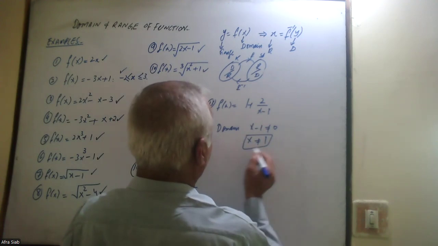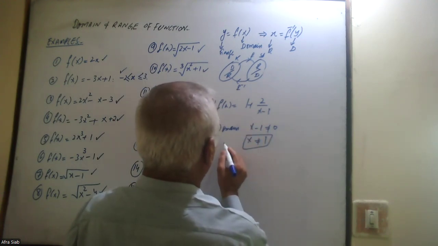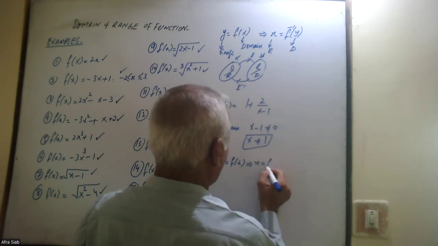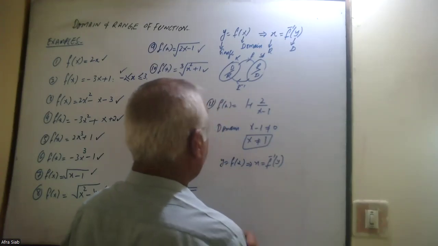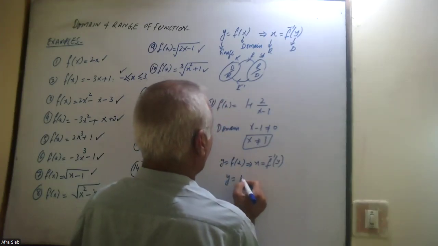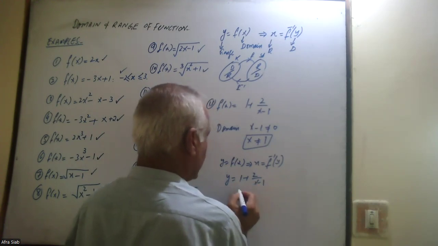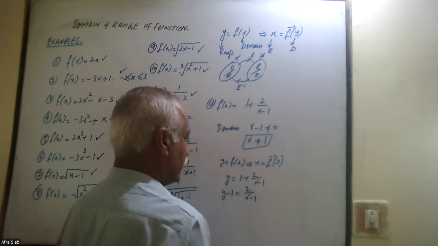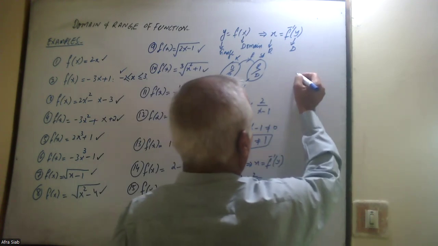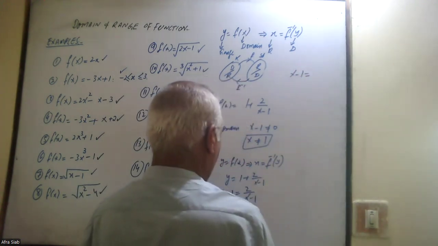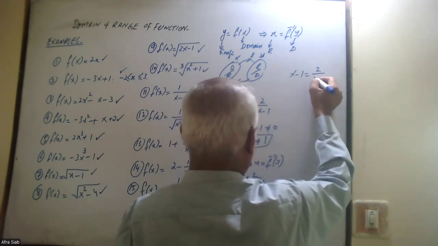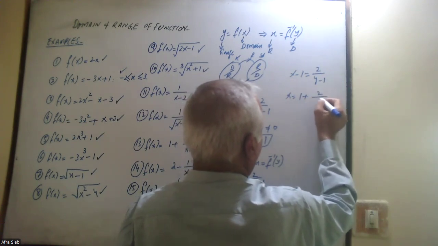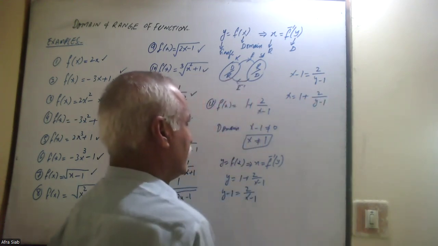And for the range, we can take the inverse of this function. Let's say y equals f of x, then x is equal to f inverse of y. So we can write 1 plus 2 over x minus 1, or y minus 1 is equal to 2 over x minus 1, or x minus 1 is equal to 2 over y minus 1, or x is equal to 1 plus 2 over y minus 1.